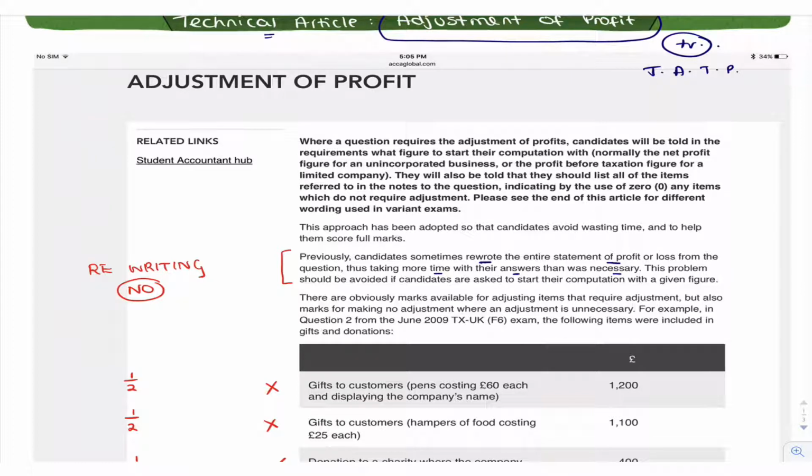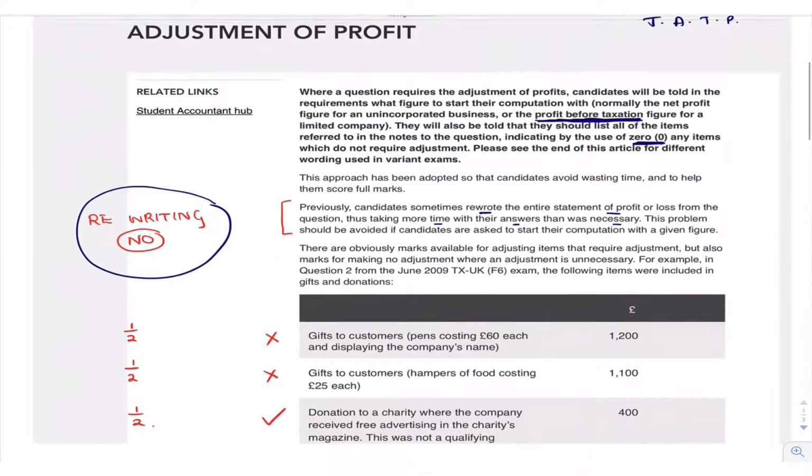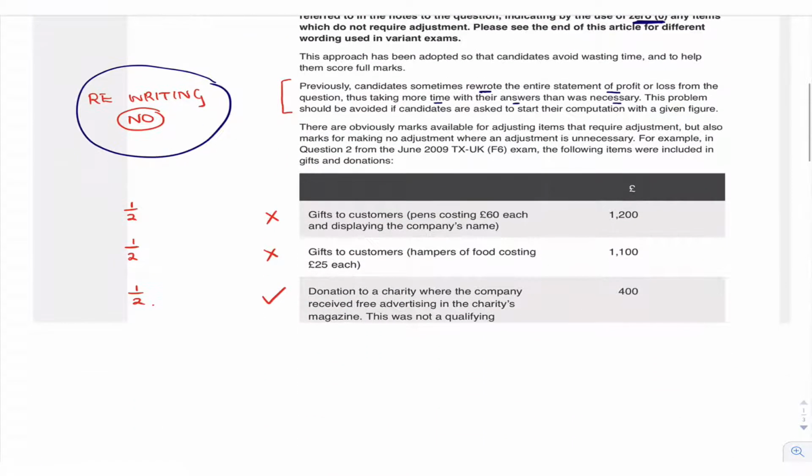The examiner will tell you to start with the profit before taxation figure, make your adjustments, and for items that you do not need to adjust, include a zero. So very important, do not rewrite the whole thing. Take the figure that the examiner has told you to start with and make the adjustments in the way that the examiner wants. Zero for an item that's okay, and adjust it for an item where a mistake has been made. The article here goes on to give us a little example.